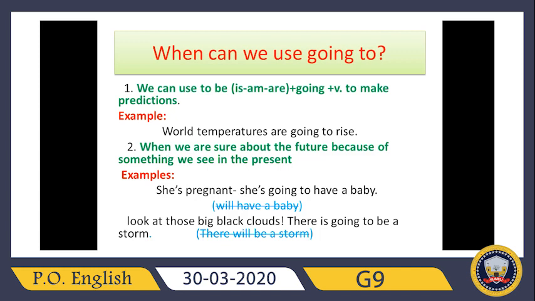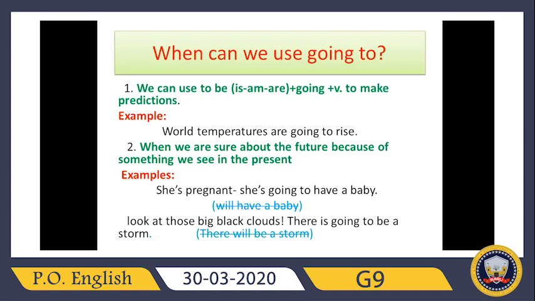Now, when we are sure about the future because of something we see in the present. We have something in our hand in the present, so it will be sure in the future. It will happen in the future. So I am sure here. I don't think, I am sure. Now, if I am sure about something that will happen in the future, then don't use will. Why? Because it will be wrong. We must use is, am, are plus going to plus verb. Okay, don't use will if we are sure that something will happen in the future.